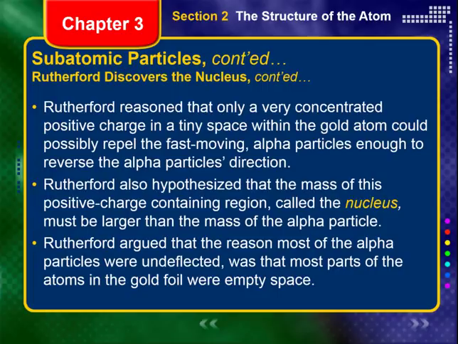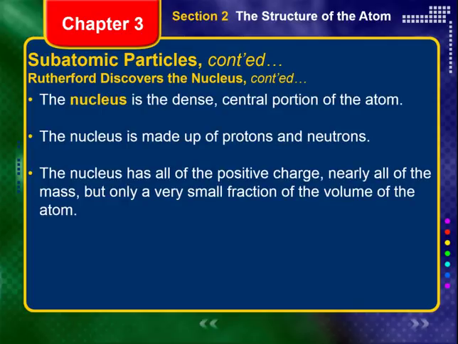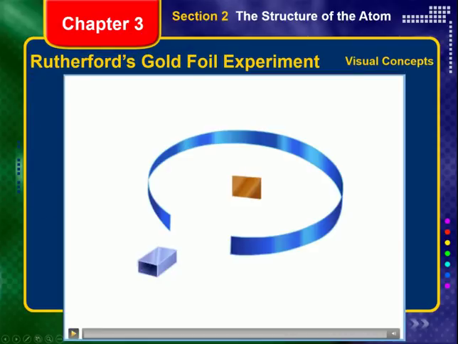Rutherford argued that the reason most of the alpha particles were undeflected was that most parts of the atoms in the gold foil were empty space. If you go back to the diagram we just saw, most of that area was empty space. The nucleus is actually very, very small. The nucleus is the dense central portion of the atom. The nucleus is made up of protons and neutrons. The nucleus has all of the positive charge, nearly all of the mass, but only a very small fraction of the volume of that atom.